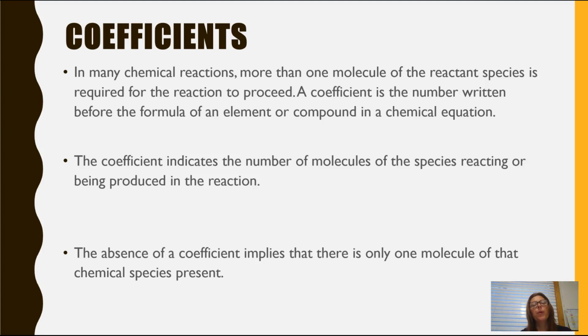One important point is if there is no coefficient, again using that oxygen example, if there's no coefficient in front of that species, it implies that there is only one molecule of oxygen in that reaction.